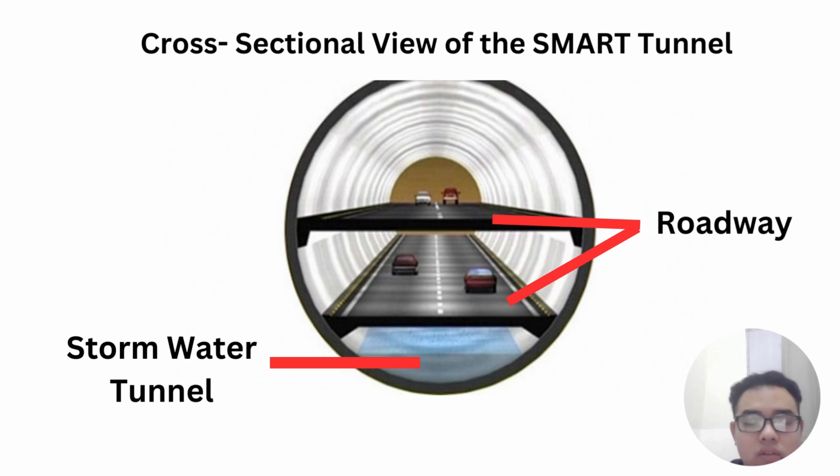The smart tunnel consists of three sections. The upper two sections are roadways that cater to the traffic, and each section allows the traffic to travel in one direction only. The third section is the stormwater tunnel.